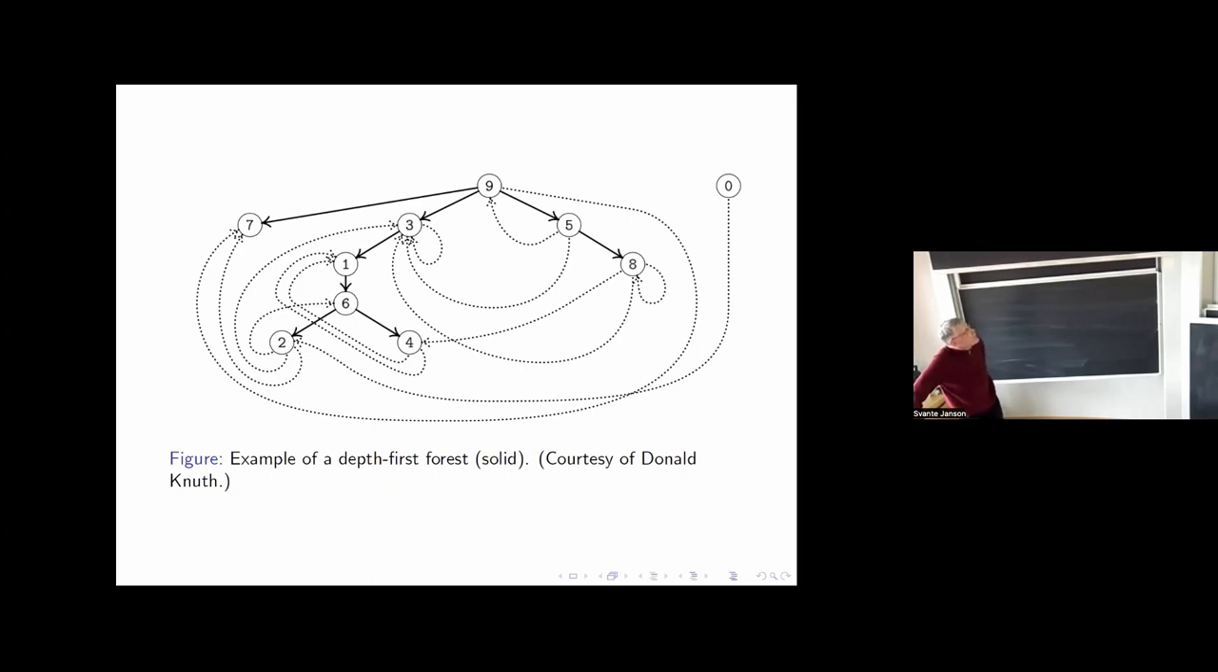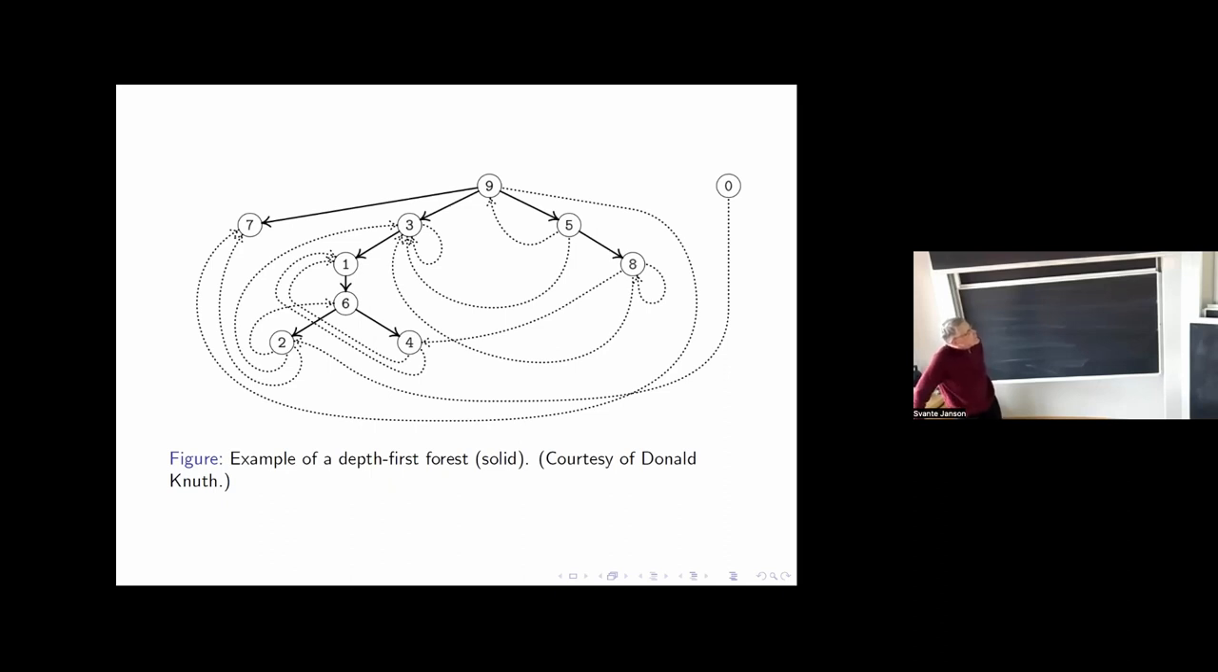But from 3, there is an arc to 1. From 1, there is an arc to 6. From 6, there is an arc to 2. From 2, there is an arc back to 6. So we ignore that. And there's another arc to 3, which we've seen, so we ignore that. Then an arc to 7, we ignore that. So then there are no more arcs.